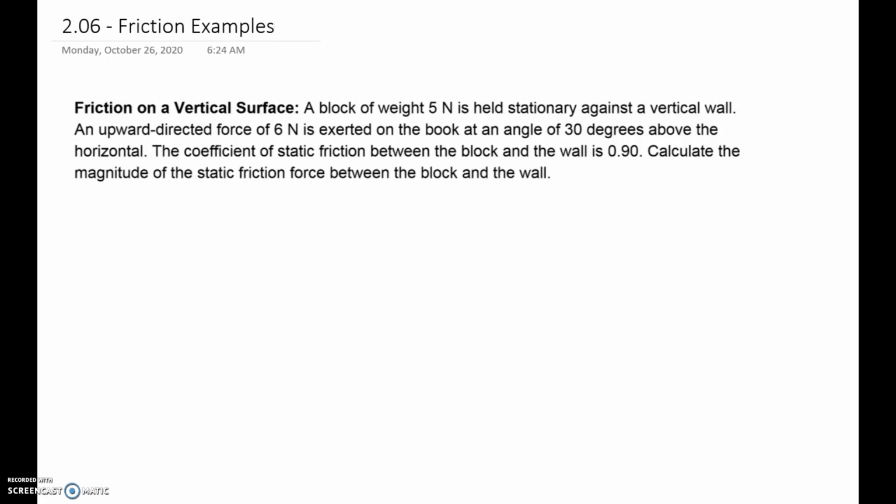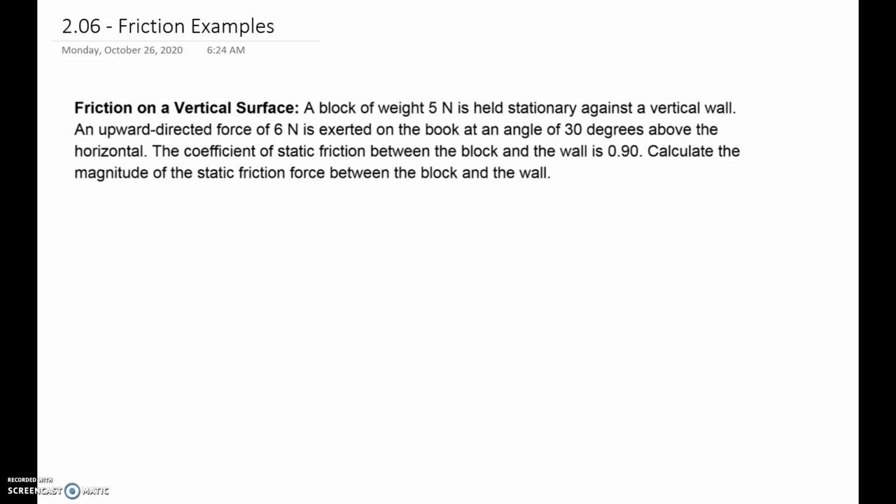Alright, so let's look at a couple examples here on how to apply friction to dynamics problems. And as we'll see, it's nothing too crazy, so to speak. It's just one more step we have to do in problem solving. And pretty soon, hopefully, it'll become second nature.